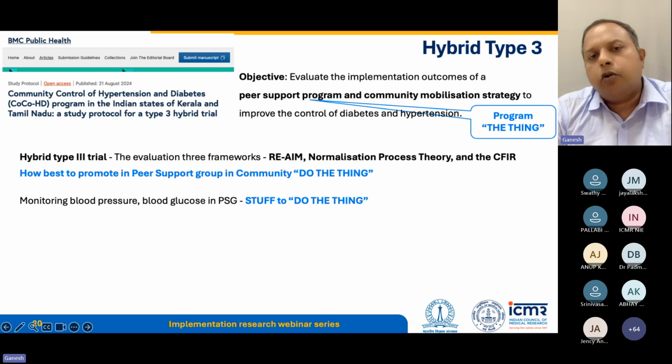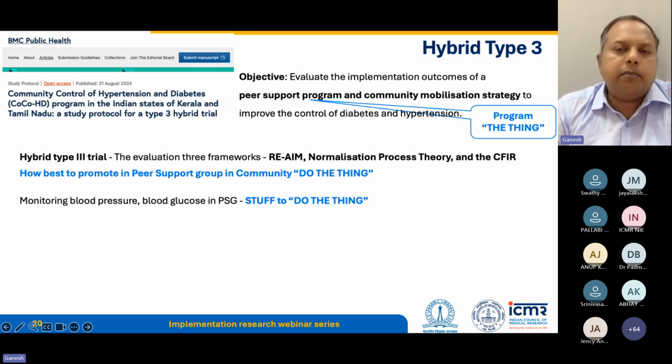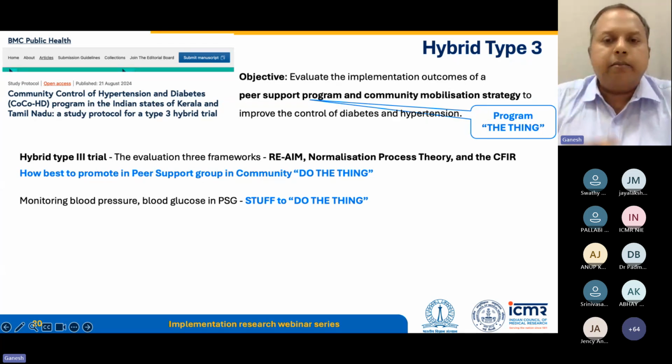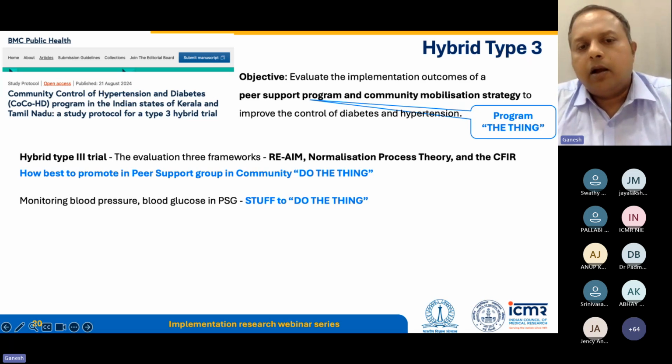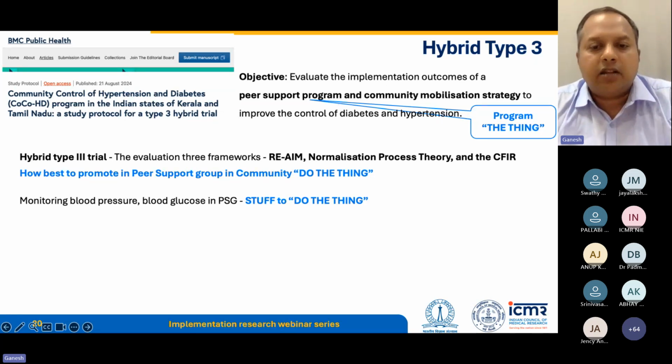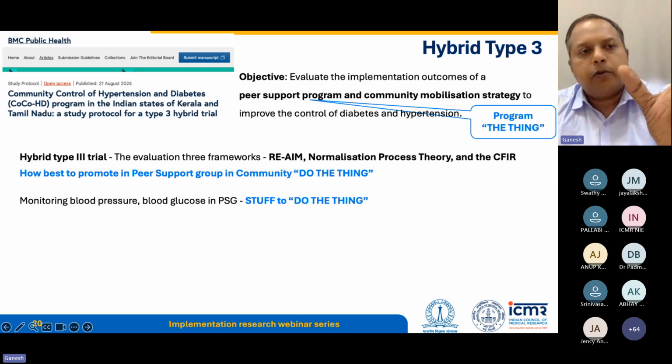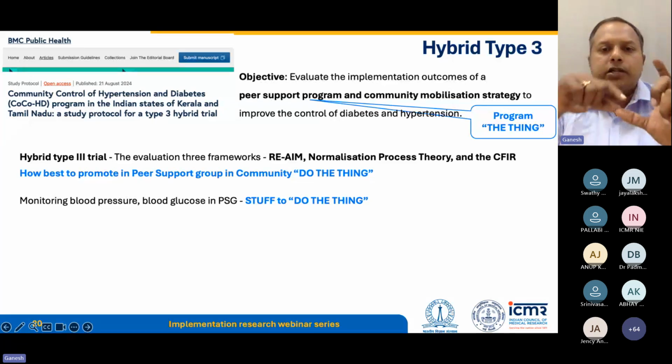In this peer support group program, one of the strategies is measuring the blood pressure and blood glucose in every peer support group program. It means every month there will be a measurement of blood pressure and blood sugar of the participants. This is a strategy, which is a stuff to do the thing. Among this, the thing is the peer support group program. In that, we are introducing a strategy.